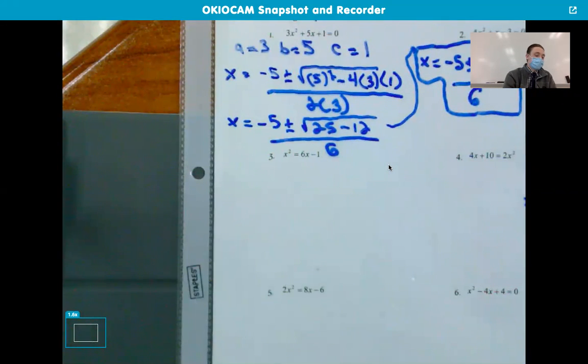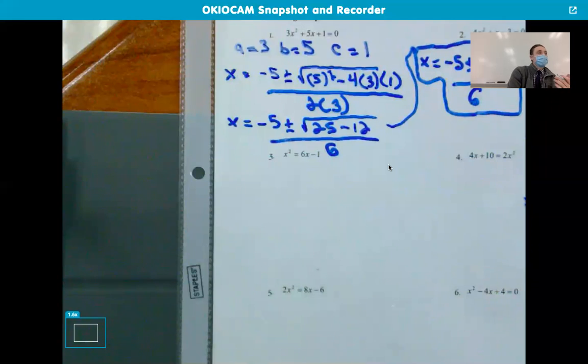Number 3, what do I notice that's different about number 3? It's not set equal to 0. Good. So what would I have to move in order to do that? Or make it set equal to 0? Any ideas? Do you have to move the x squared over? So you can move the x squared over. That wouldn't really affect anything too much.